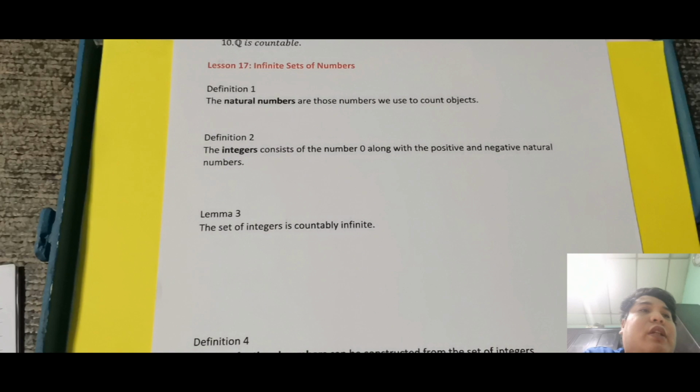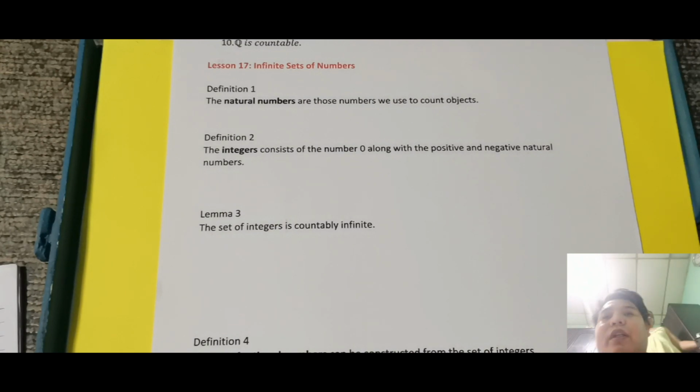Ito yung lesson 17 sa ating set theory. Ito yung infinite sets of numbers. Okay, so definition 1. Pag-usapan natin ito yung infinite sets, although na-discuss ko na siya last time. Dito naman magkakaroon tayo ng bigger, deeper understanding about dito. Pag-uusapan natin cardinalities. Sino yung countable, sino yung uncountable sa mga sets na to.